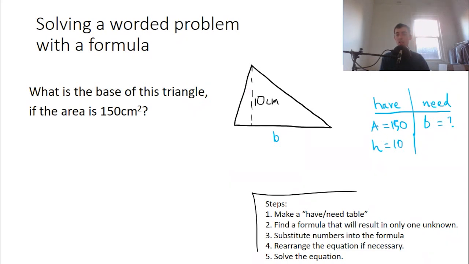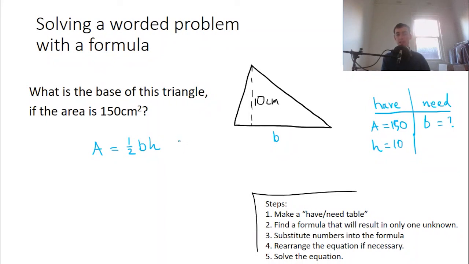So we need to find a formula with an A in it. It can have an A, it can have an H and a B. It needs to have a B in it. And it can have these two. It might not have both of these, but if it has these two, that'll be fine because we know what they are. But if the formula has an X in it, we'll be in trouble because we don't have any X's here. Luckily, the formula for the area of a triangle is A equals a half times B times H.